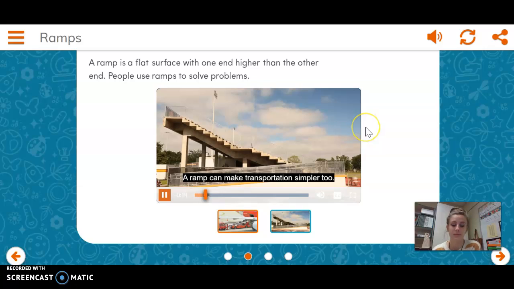A ramp can make transportation simpler too. Instead of navigating stairs or lifting heavy chairs, a ramp allows anything on wheels to roll up and down with ease.